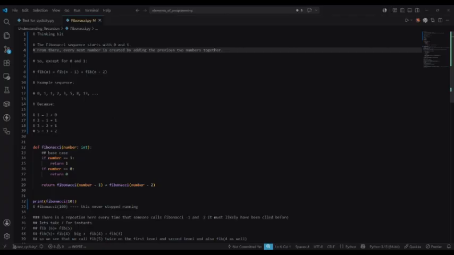The Fibonacci sequence starts with 0 and 1. From there, every next number is created by adding the previous two numbers together. So except for 0 and 1, you use this formula. It says Fibonacci n equals Fibonacci n minus 1 plus Fibonacci n minus 2. Example sequence: 0, 1, 1, and so on.